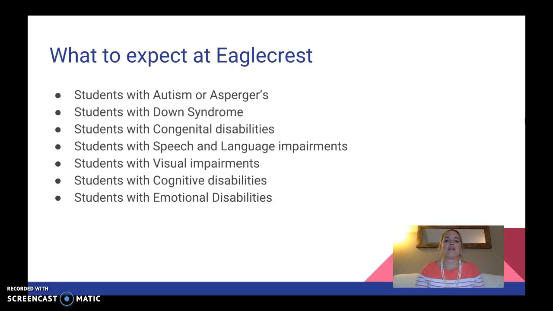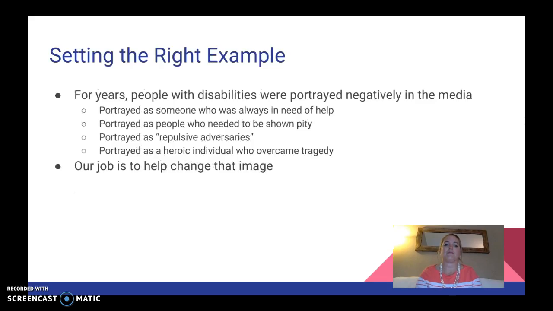In terms of students at Eagle Crest, we will see students at our school who have autism or Asperger's. We have several students at our school who have Down syndrome. We have some students who've been identified with a congenital disability. We have multiple students with speech or language impairments. We do have a couple of students who have visual impairments. We have students with cognitive disabilities, and we have many students with emotional disabilities. And every single one of these students we may see in a mainstream class, which is why we really want to ensure that everybody in the building is trained to understand what People First language means.